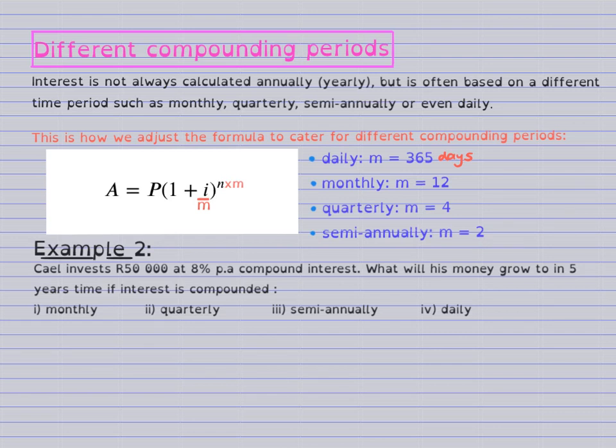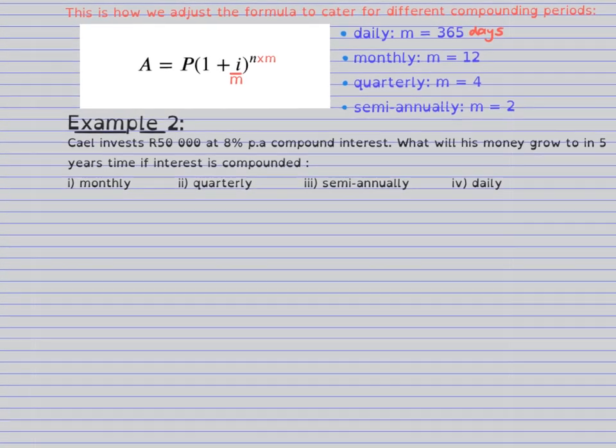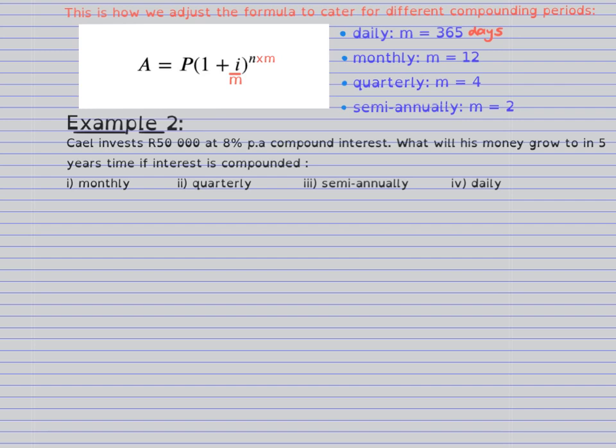Okay, so here's our second example. Kale invests 50,000 Rand at 8% per annum compound interest. What will his money grow to in 5 years' time if interest is compounded monthly, quarterly, semi-annually, and daily? And grade 12s, what do you expect to happen as I go from monthly, quarterly, semi-annually, daily? Will my money get bigger, or will it stay around about the same? Let's see what happens.